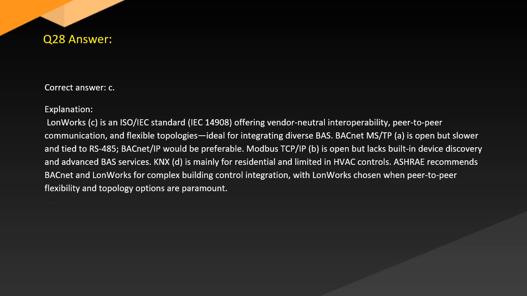Answer. Correct answer C. Explanation. LonWorks, C, is an ISO standard, ISO 14908, offering vendor-neutral interoperability, peer-to-peer communication, and flexible topologies, ideal for integrating diverse BAS. BACnet MS/TP, A, is open but slower and tied to RS-485. A BACnet IP would be preferable. Modbus TCP/IP, B, is open but lacks built-in device discovery and advanced services. KNX, D, is mainly for residential and limited in HVAC controls. ASHRAE recommends BACnet and LonWorks for complex building control integration, with LonWorks chosen when peer-to-peer flexibility and topology options are paramount.